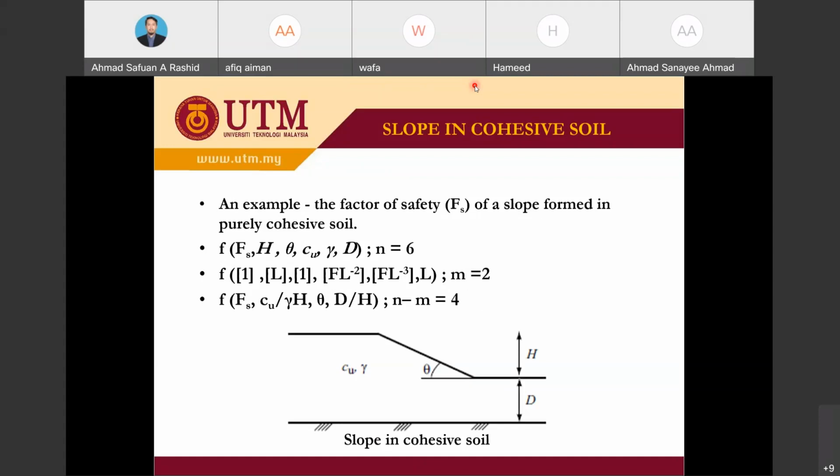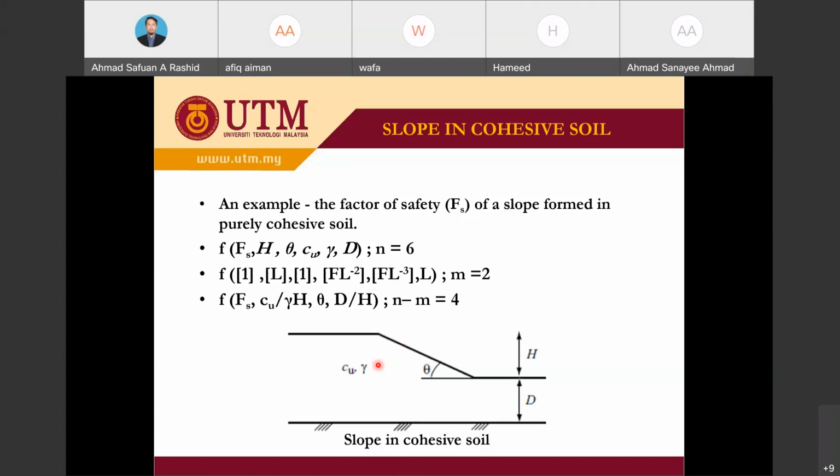So, slope, for example, this is a slope in cohesive soil. If we are referring to cohesive soil, then definitely there will be no phi value. So in that case, we need to eliminate the phi value in our input parameters. We need to count how many input parameters, and also include the output parameter, in our determination of the n number.